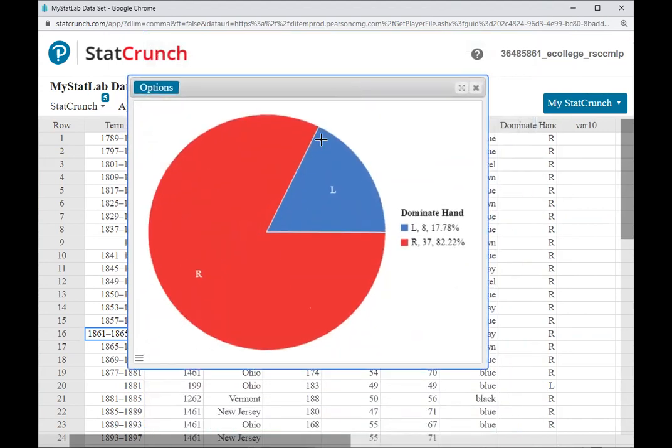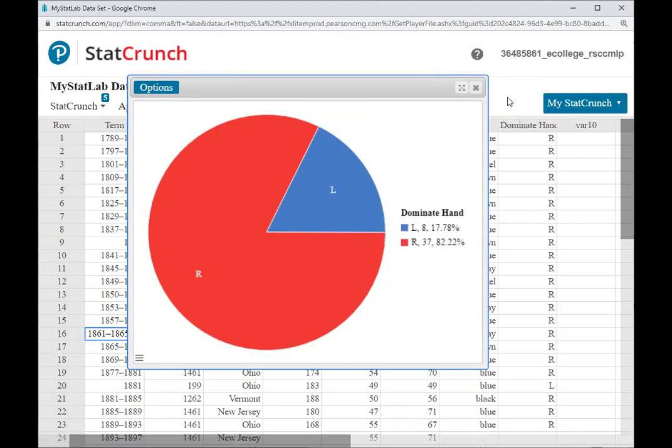And notice I see that I have significantly more right-handed presidents than left-handed presidents. But I think we could probably talk about, in general, the general population is about 10% left-handed. So we've almost doubled that with presidents. So that's interesting, I think. Of course, this is not necessarily a random selection of all people, but it is something that we could look at as a comparison. So that would be how we would get a pie chart from our data.